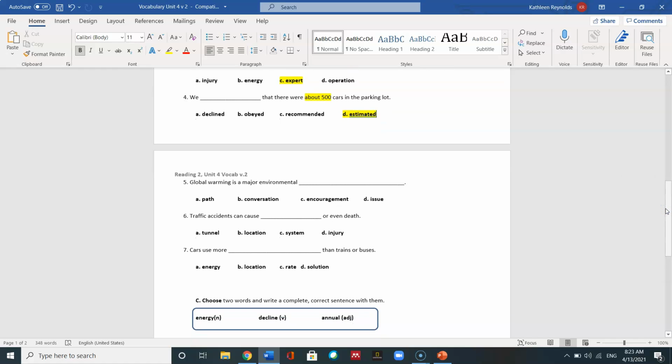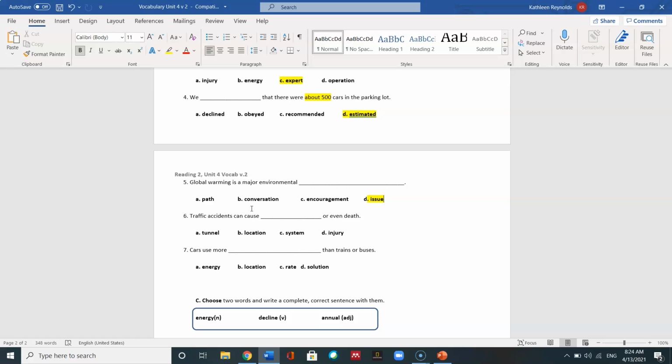Number 5, global warming is a major environmental blank. So here we need a noun, and all these words are nouns. We know we need a noun because we see a and then 2 adjectives. So is a major environmental path, that's like a small sidewalk or street, a major environmental conversation, a major environmental encouragement, or a major environmental issue. So hopefully you know it's issue. It means a subject that people are really interested in. So is global conversation? Not really.